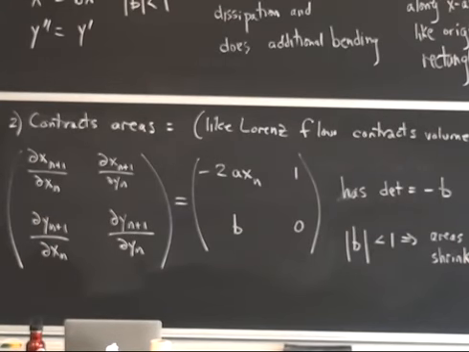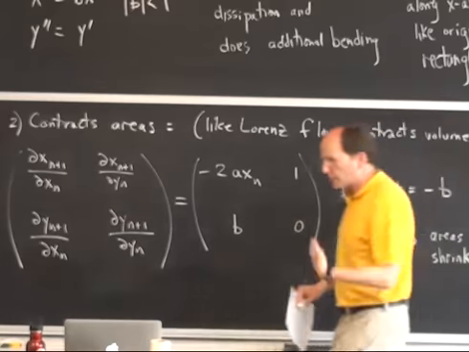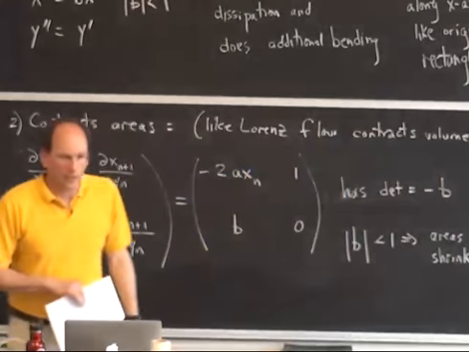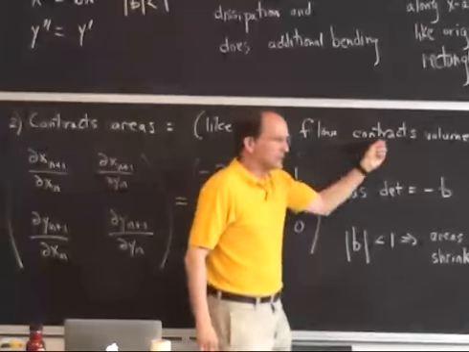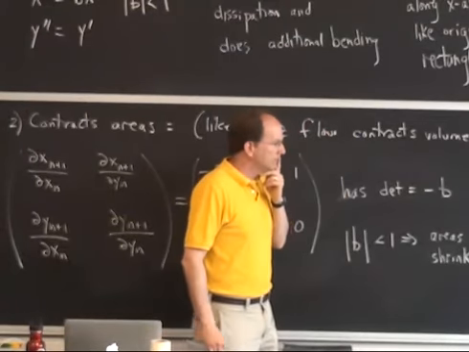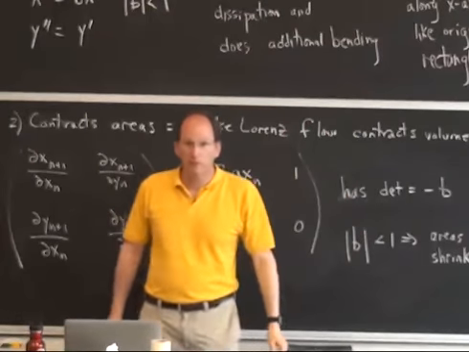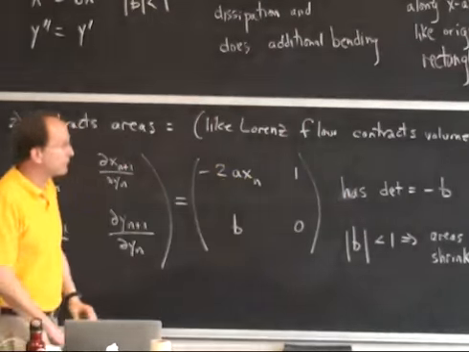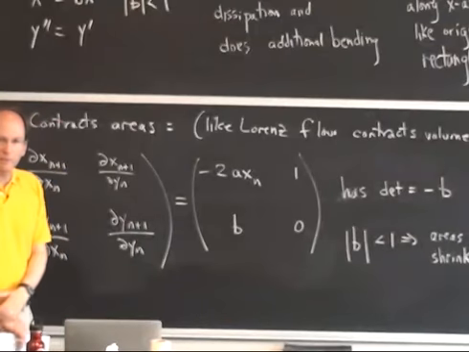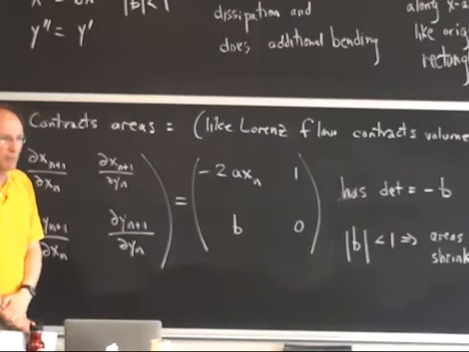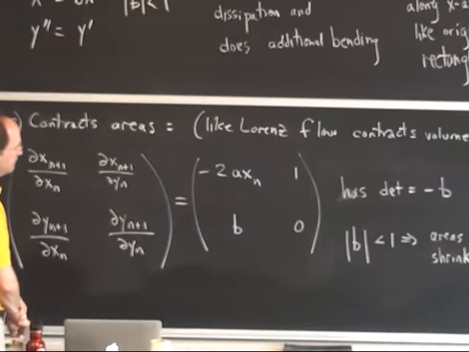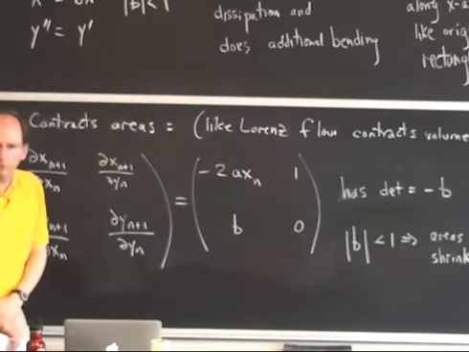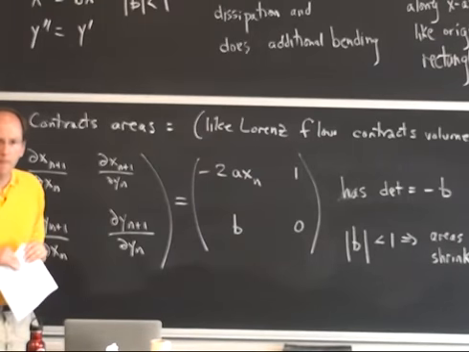Also notice it has a constant determinant. So areas are shrinking at the same rate, at a constant rate. That's analogous also to the Lorentz flow, which we showed had a constant rate at which volumes shrink. They're shrinking exponentially fast, but in each time step they shrink by the same factor. Similar to this. Any questions so far?